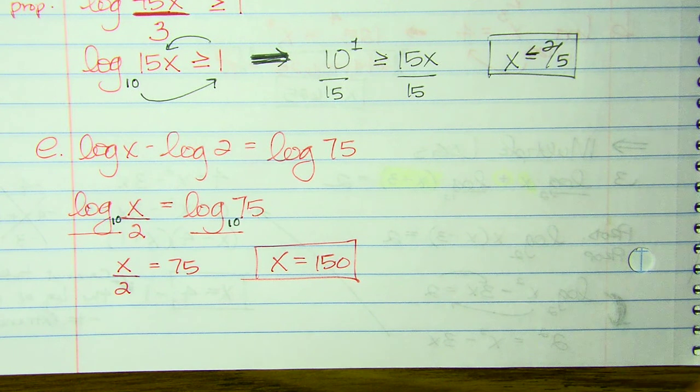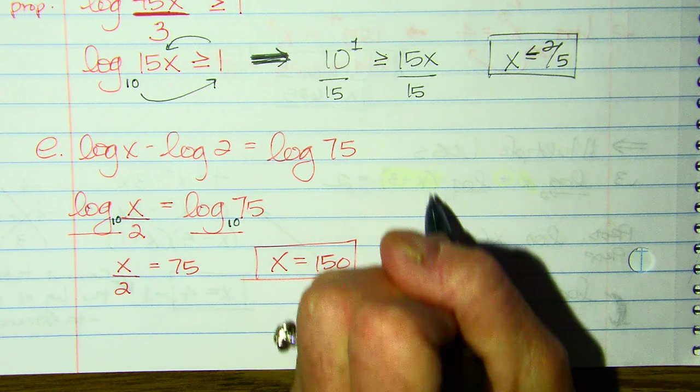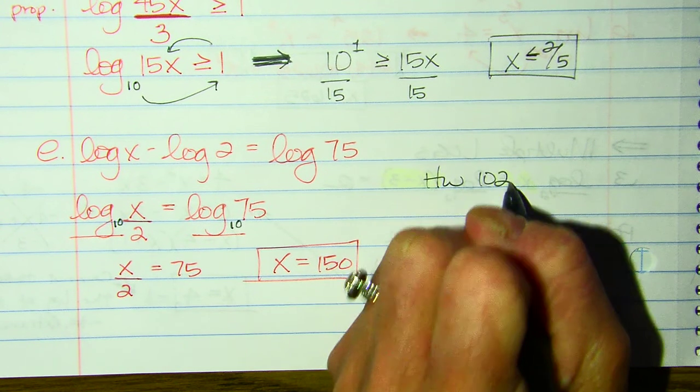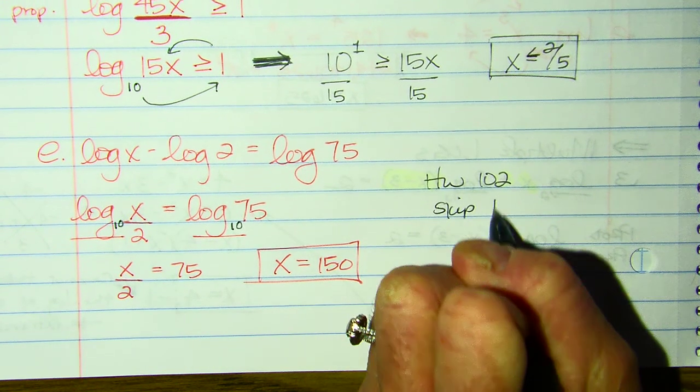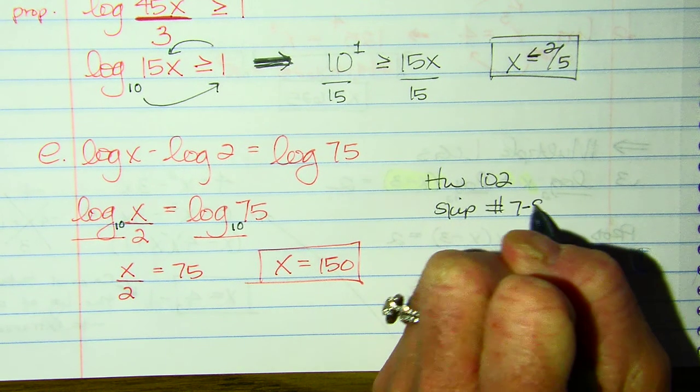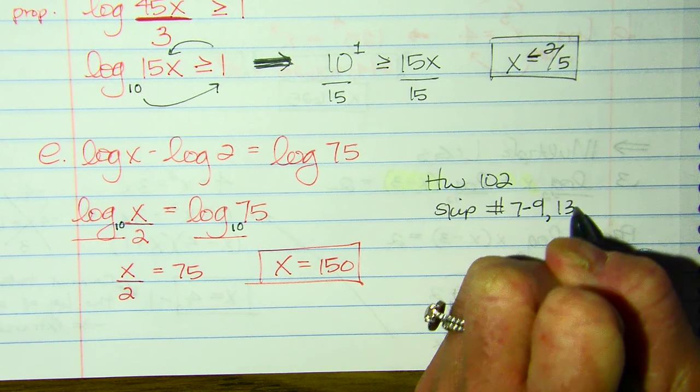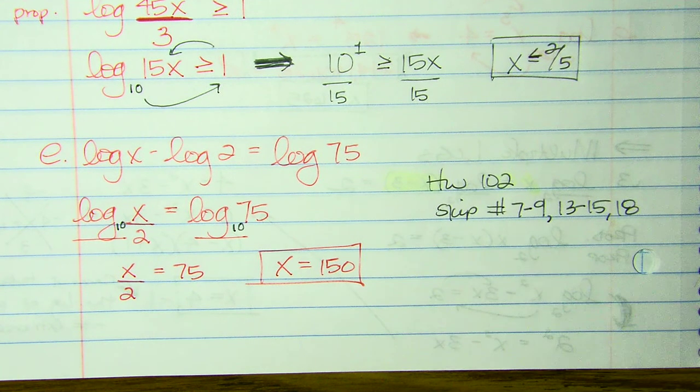For your homework, for this section, so for homework 102, we're going to skip numbers 7 through 9, 13 through 15, and 18. Thank you very much.